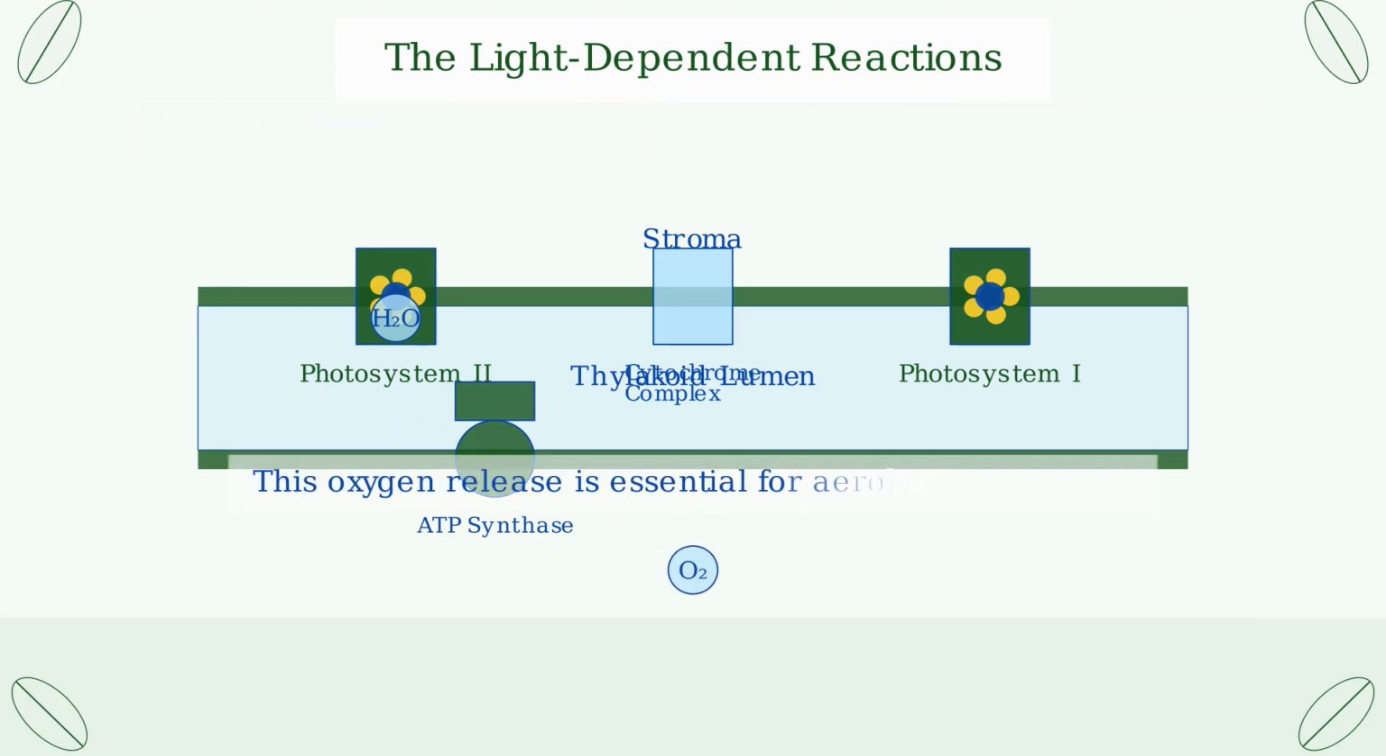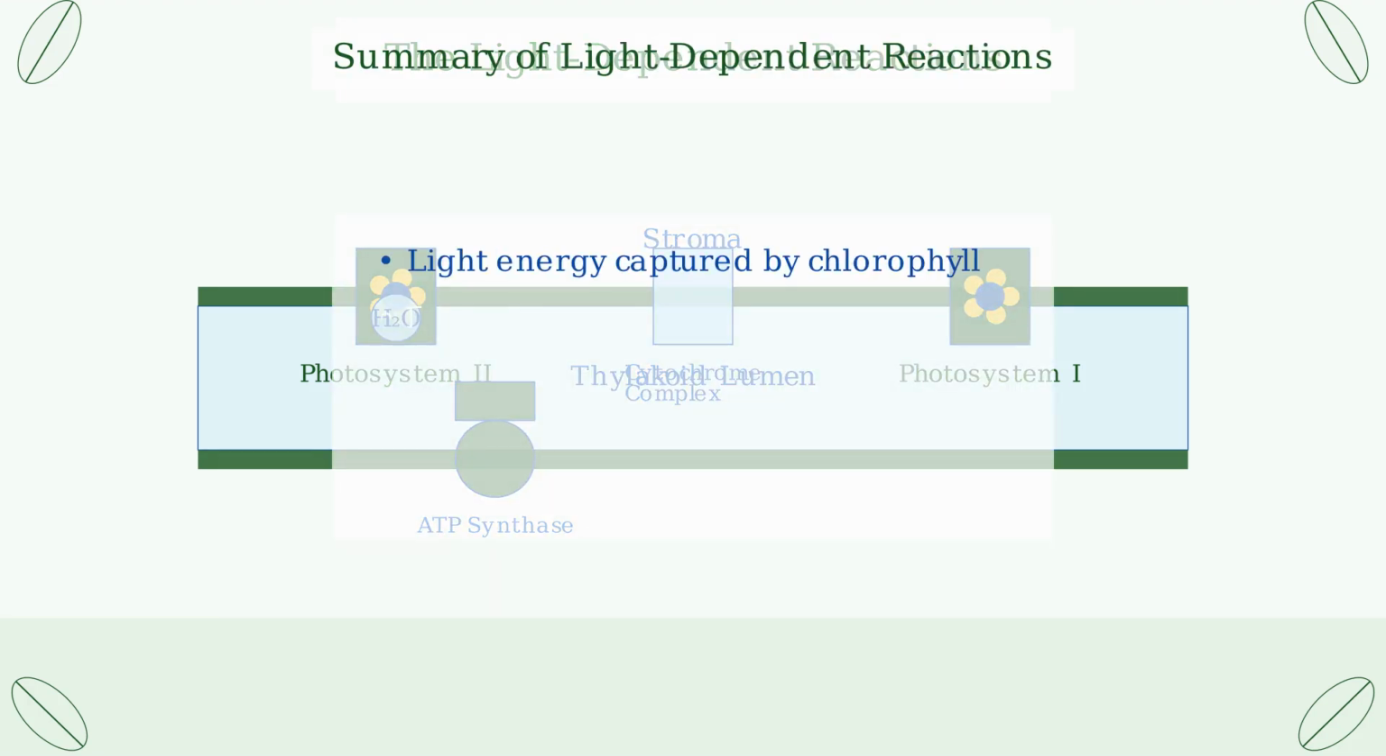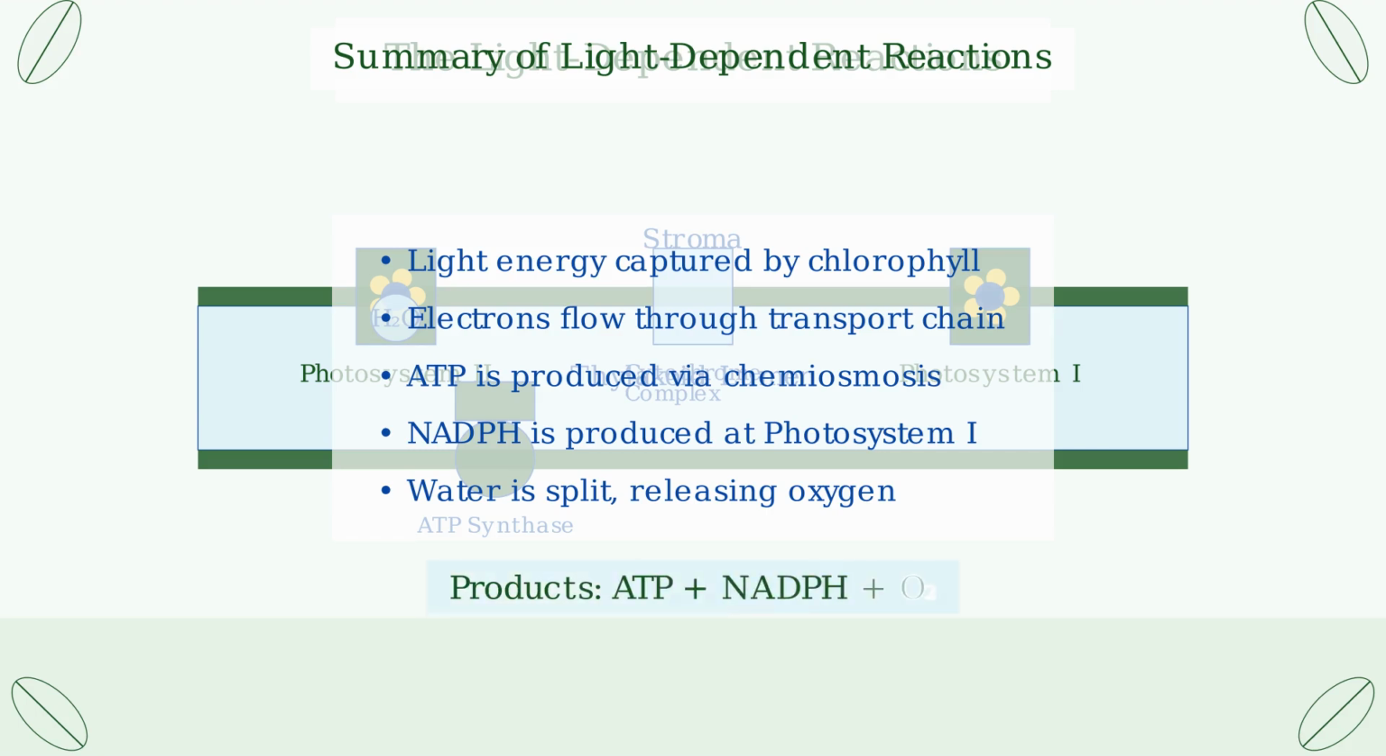When water is split, oxygen is released as a byproduct. This is the source of nearly all the oxygen in Earth's atmosphere, making photosynthesis essential for aerobic life forms, including humans. To summarize, the light-dependent reactions convert light energy into chemical energy in the form of ATP and NADPH, while releasing oxygen as a byproduct. These energy-rich molecules, ATP and NADPH, will power the next stage of photosynthesis, the Calvin cycle.